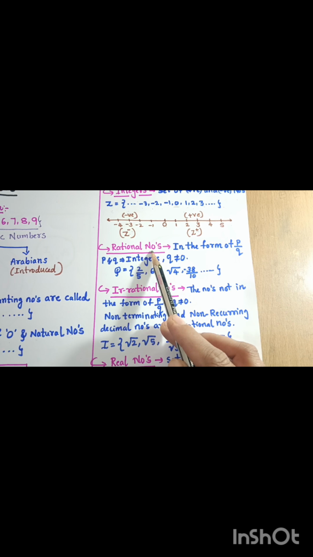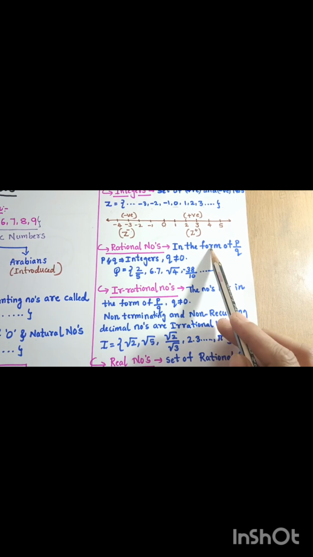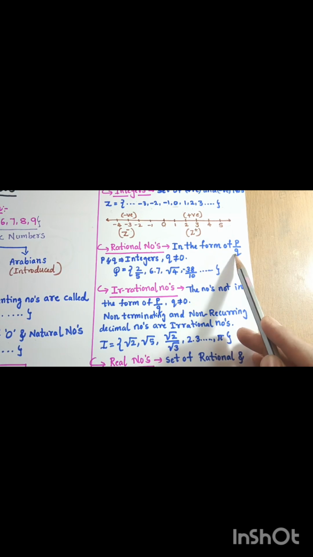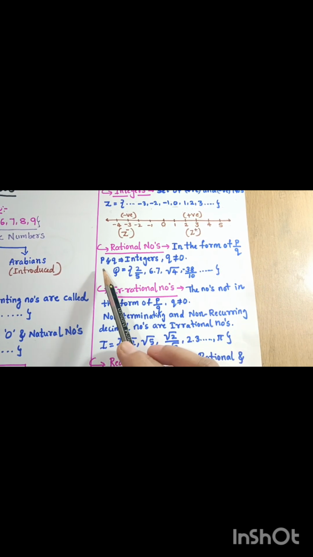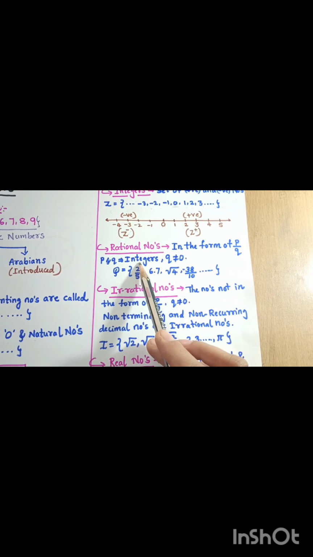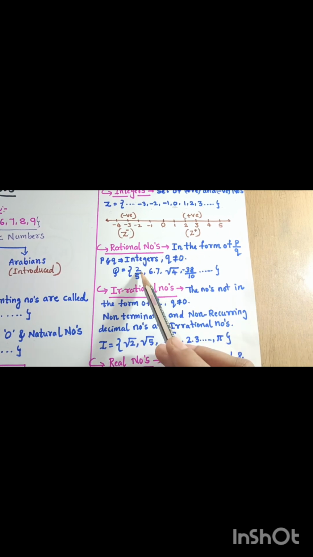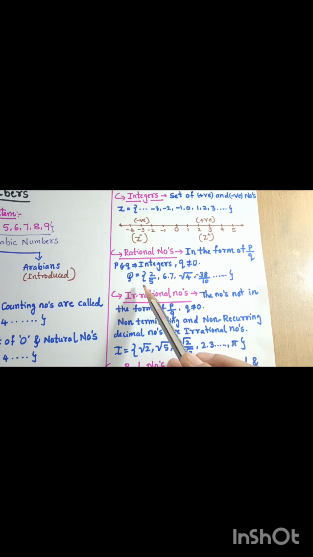You already studied rational numbers in your previous years. What are rational numbers? The numbers which are in the form of P by Q, where P and Q are integers, and Q is always not equal to 0. If Q is 0, that is not a rational number. So rational numbers are denoted by Q.